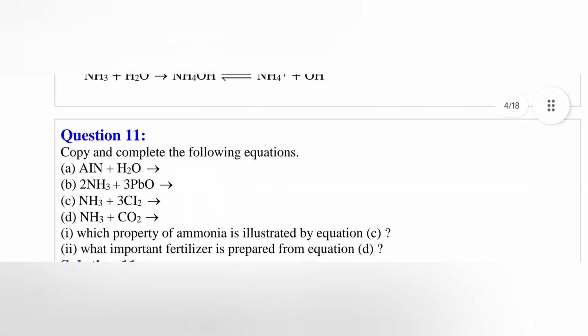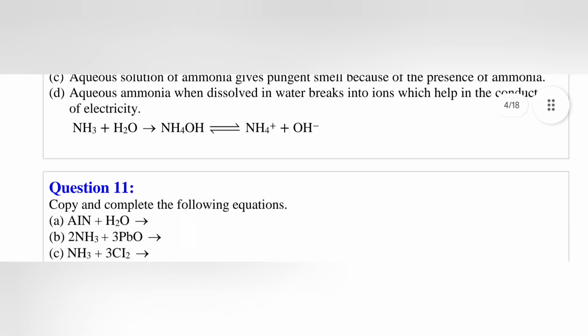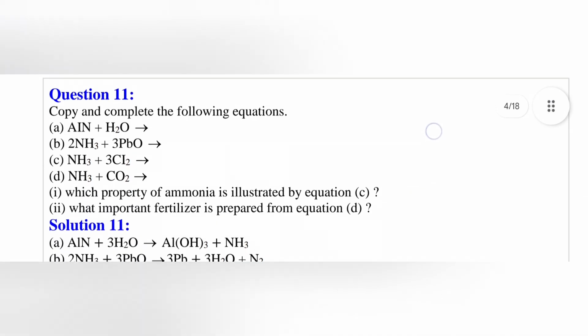In our first part, we discussed up to question number 10, which are very important for the board examination. If you do these questions, you will get 100% marks related to this compound. So let's start again. Question number 11. Copy and complete the following equations. How will you complete these reactions?